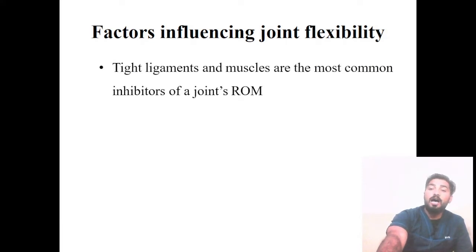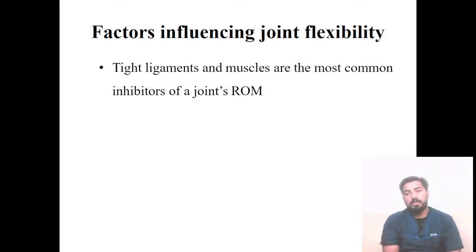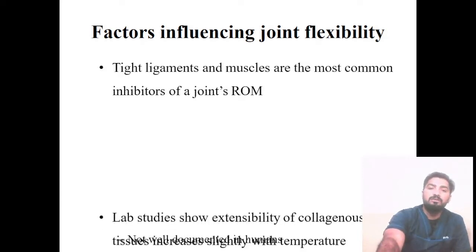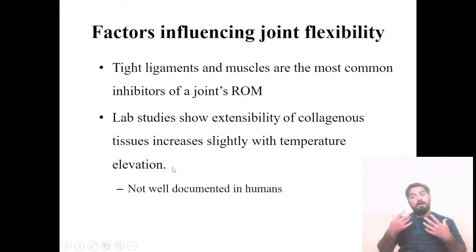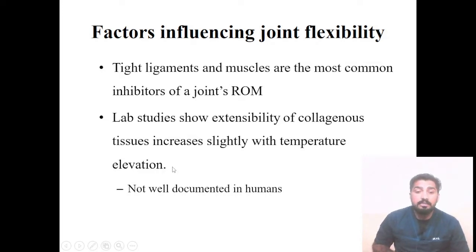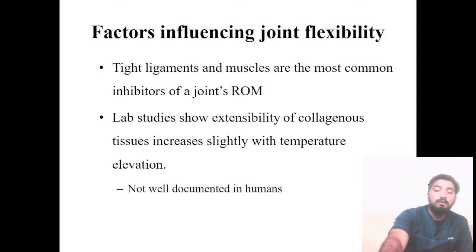Tight ligaments and muscles are the most common inhibitors of joint range of motion. Normally, there are different factors which limit joint flexibility, but in the pathological way, tight muscles and ligaments play the major role in decreasing the range of motion. Lab studies have shown the extensibility of the collagenous tissues increasing slightly with temperature elevation. As the temperature increases, there is a relaxation process in the ligaments or the muscles, so as a result the flexibility of the structures is increased.